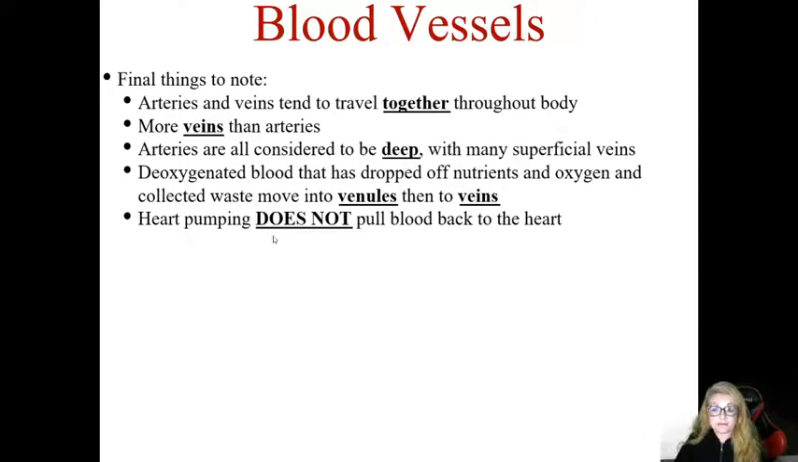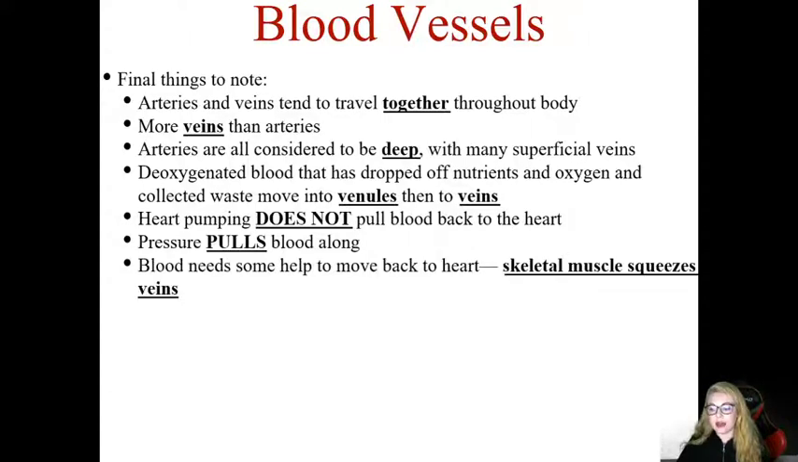Heart pumping does not pull blood back to the heart. I think that's a common misconception, that the heart's pumping action is what's pulling that blood from your leg or your arm or wherever it is back to your heart, but that's not true. The pressure pulls blood along. So we're back to that concept of the pressure and the heart relaxation and contraction, creating that systole and diastole pressure. That's what pulls it along.